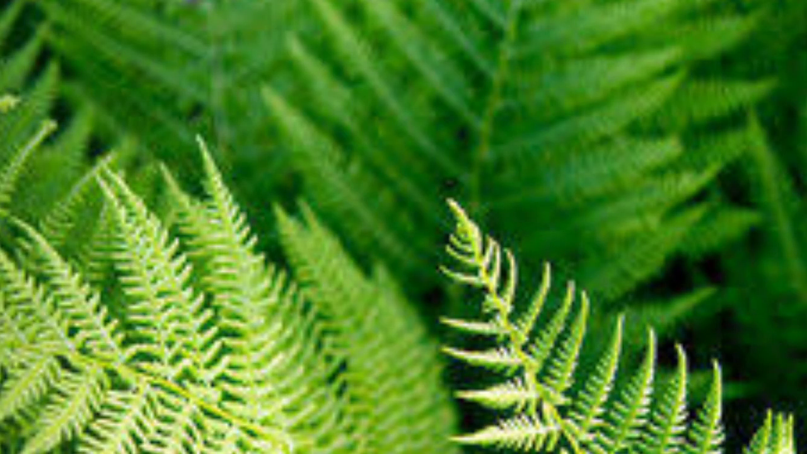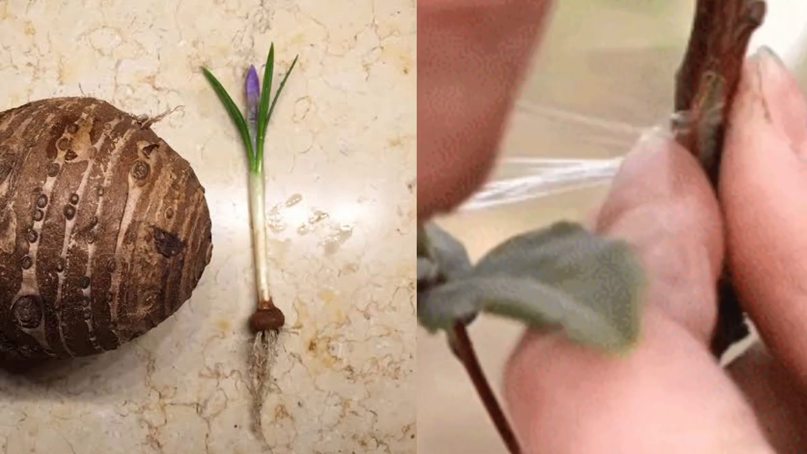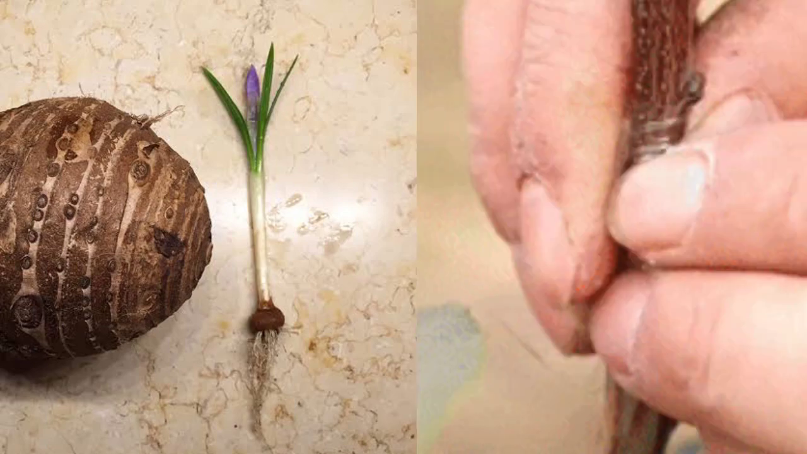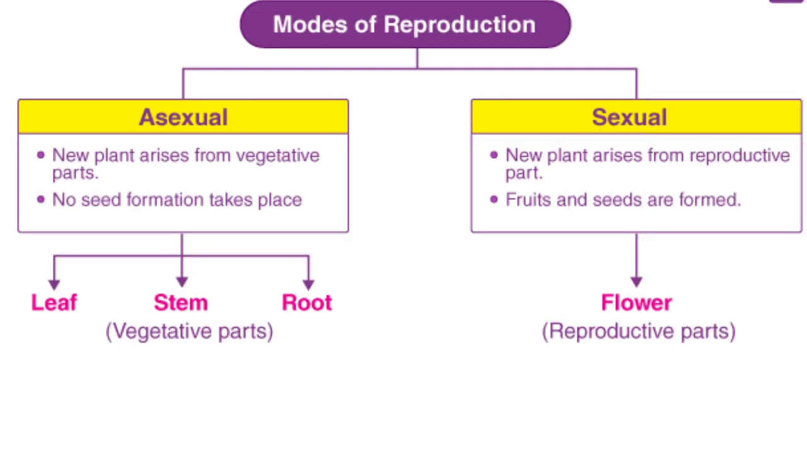But there are many other plants which do not have flowers. But they also reproduce and multiply their numbers. Plants reproduce by several ways to produce their offsprings. And the ways of reproduction in plants can be divided into two main categories: asexual reproduction and sexual reproduction.